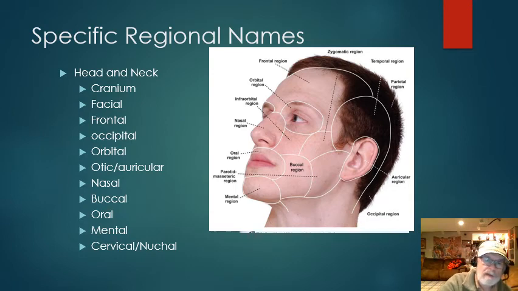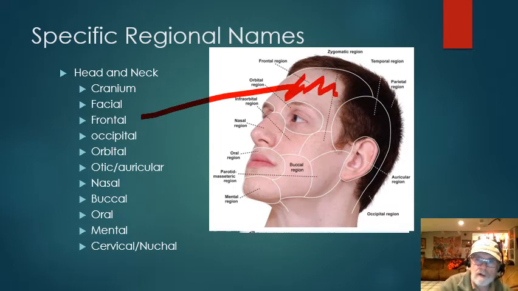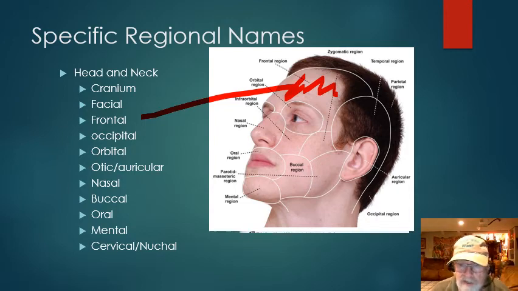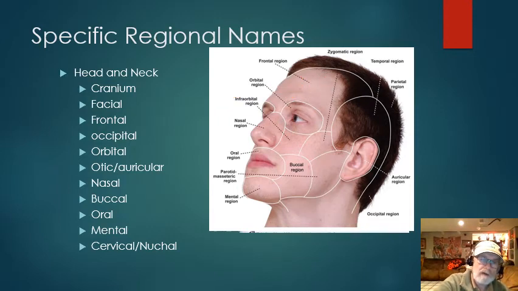Okay, let's talk about the next word here. The next word's frontal. This area right here is called the frontal region, and basically it's the forehead. There's a muscle underneath there. If you raise your eyebrows, you see those wrinkles on the forehead? The muscle that does that is called the frontalis. So the frontal area in the forehead is called the frontal region, and the muscle right underneath that wrinkles the forehead is called the frontalis.